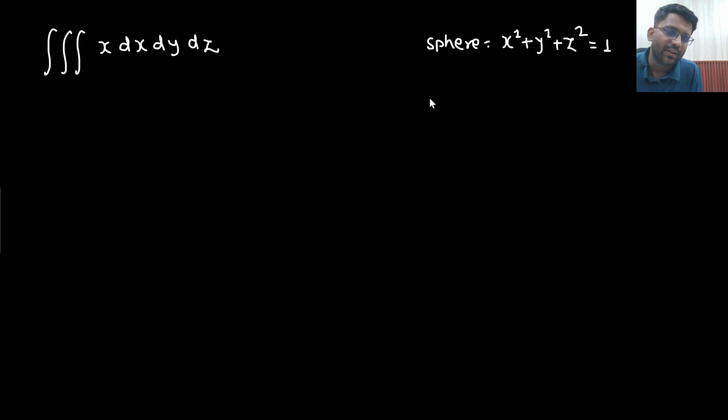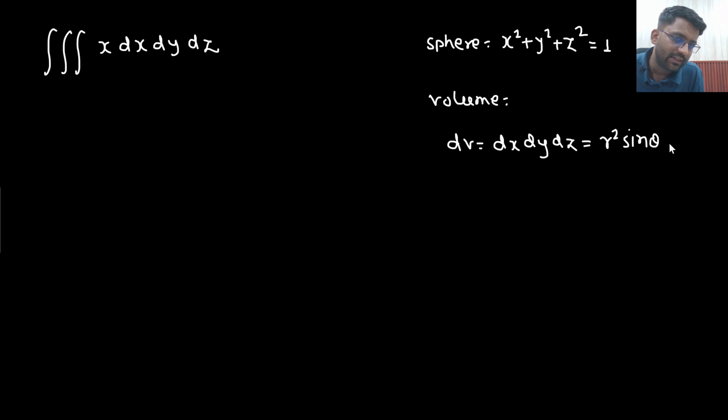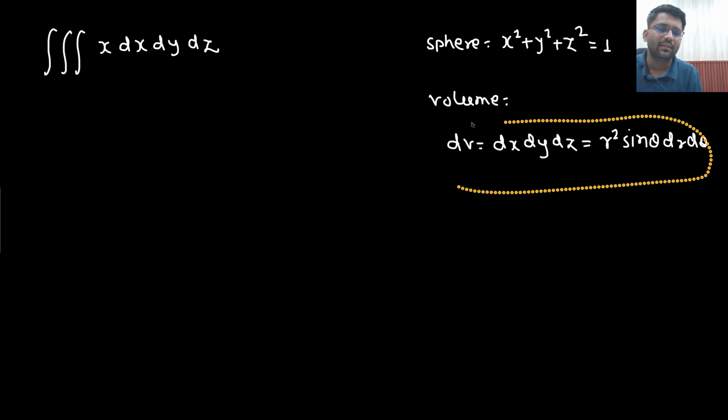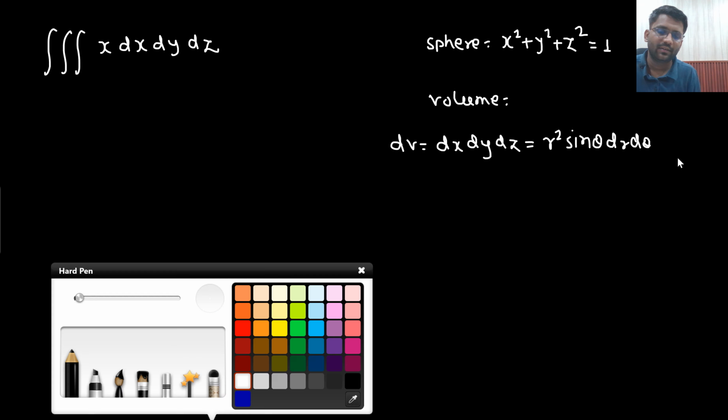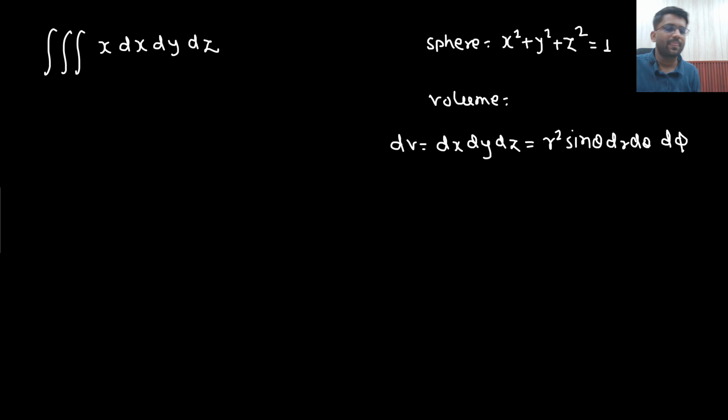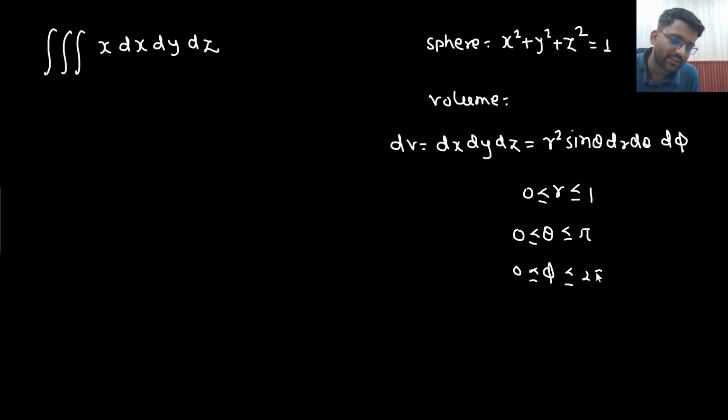So over the volume V, you let me know what will be the value of dv, which is dx dy dz. If I go in the spherical coordinate system, so that will come out to be r square sine theta dr d theta d phi. Do you remember it or not? With r going from 0 to 1, theta going from 0 to pi and phi going from 0 to 2 pi. I hope you remember the spherical coordinate system.